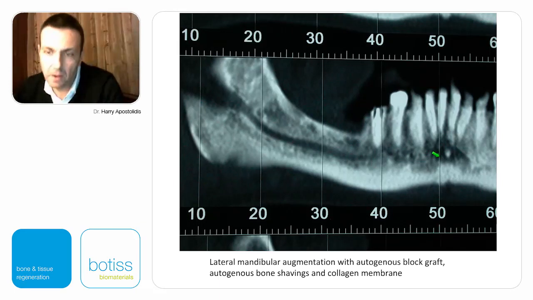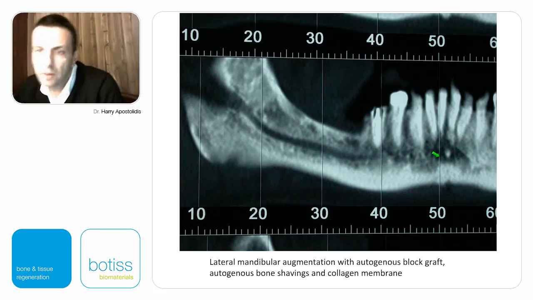Let's go to the mandible. Mandibular defects are a little bit more difficult to work with, more difficult access, more difficult to cut the periosteum to have a tension-free primary closure. You have to watch the mental nerve. You have to be a little bit more experienced for mandibular cases. So in this case, we're going to do a lateral mandibular augmentation with autogenous block graft from the external oblique ridge. We're right there, so we can take a block from there.